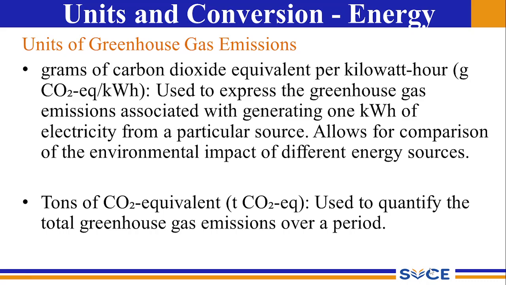Whatever emissions you have, whatever drawbacks you have, everything is converted into the specific greenhouse gas, carbon dioxide. It is used to express the greenhouse gas emission associated with generating 1 kilowatt hour of electricity from a particular source. To generate 1 kilowatt hour, how many grams of carbon dioxide equivalent are given out? When you have this common system, you can easily compare different systems to find out the environmental impact of that particular system.